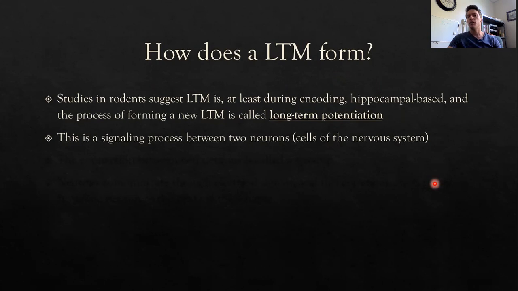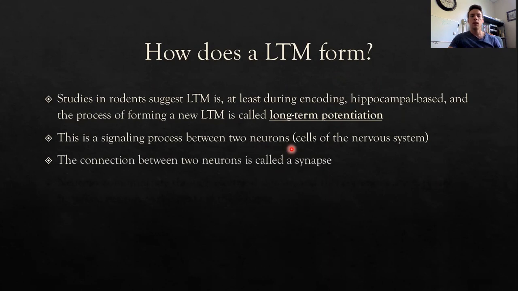And neurons are the basic cells of the nervous system. Now, if you've taken any classes on neuroscience or neuroanatomy, you'll know that the nervous system also consists of other cells referred to as glia cells. We're not going to talk about those. We're going to talk about neurons, which are the most fundamental cells of the nervous system. The connection between two neurons is called a synapse. So this is the point at which two neurons meet.